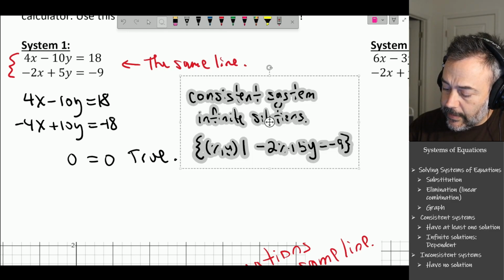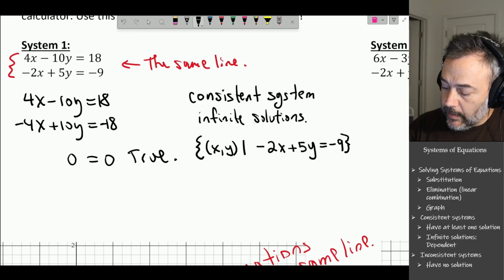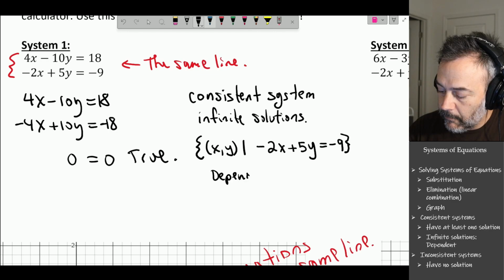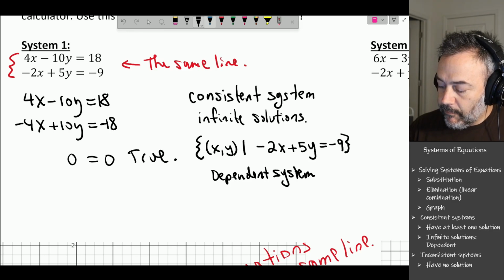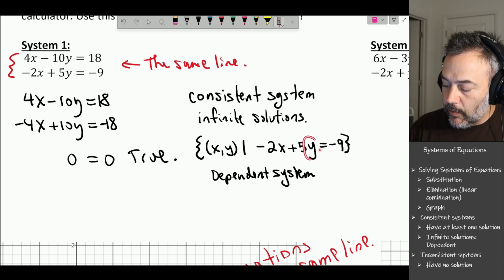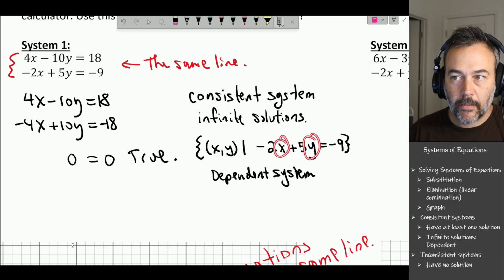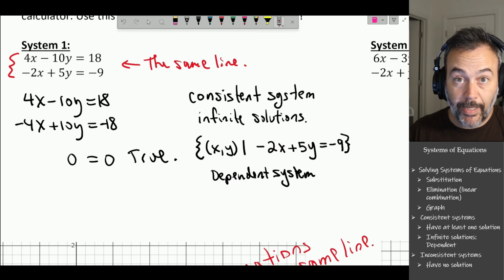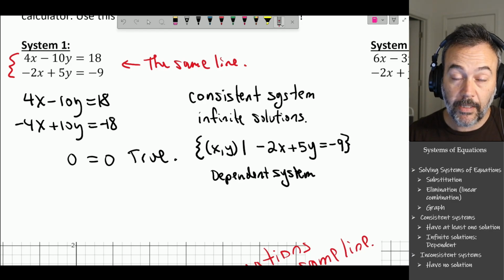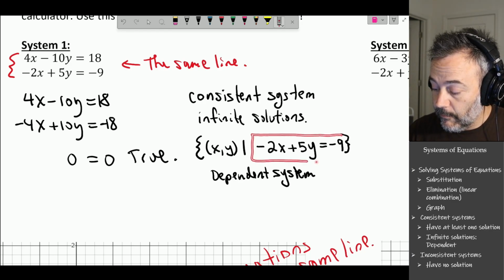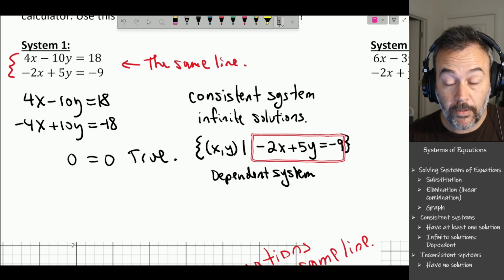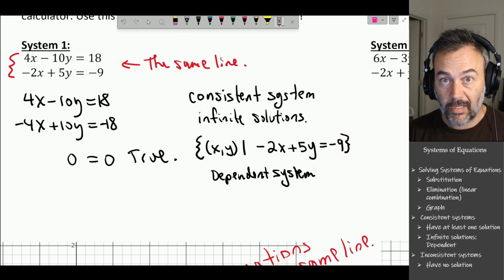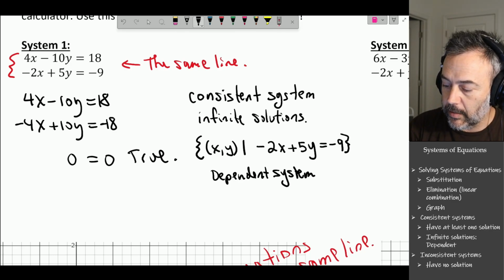Now, this is a consistent system that's dependent. So this is a dependent system. That's because the y value depends on x. X and y have a dependency between each other. So there's infinitely many solutions, and they all must satisfy this equation. It's a consistent system. There's infinitely many solutions.